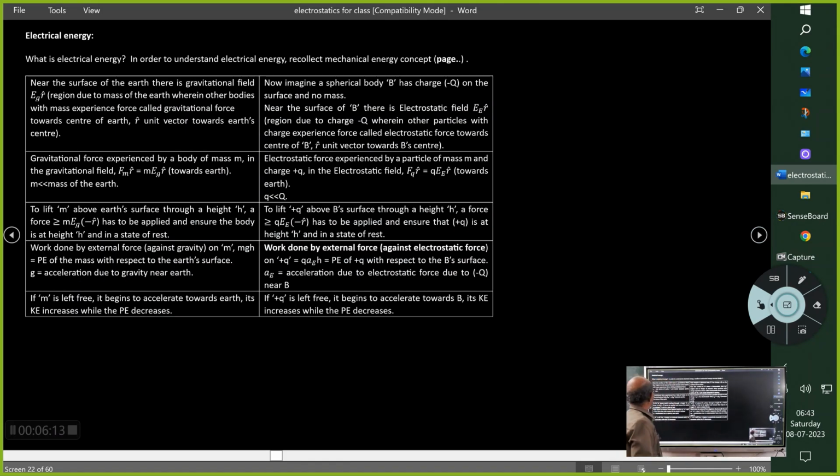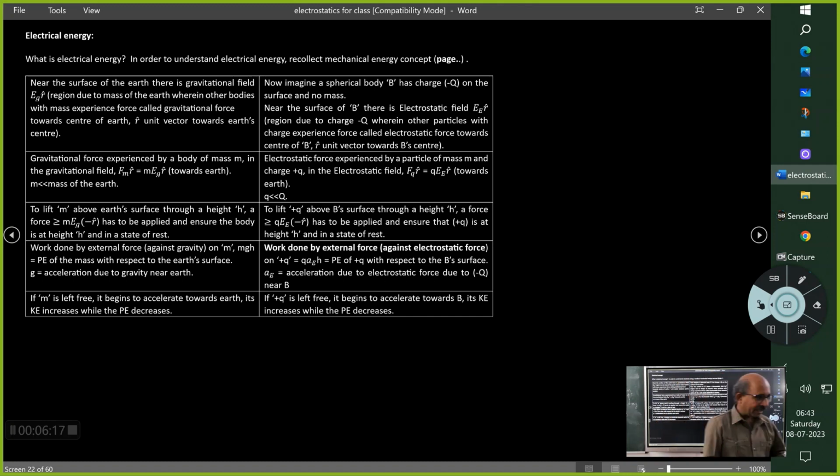Now, electrical energy. So you know mechanical energy. Mechanical energy, you know, is of two forms. One is potential energy, the other is kinetic energy. See, now this duster has mass, right? And there is Earth's gravitational field in the downward direction, correct? So if I leave my hand, this duster is going to fall down. Why will it fall down? Because of the attraction of Earth.